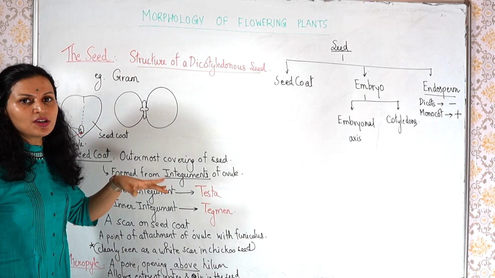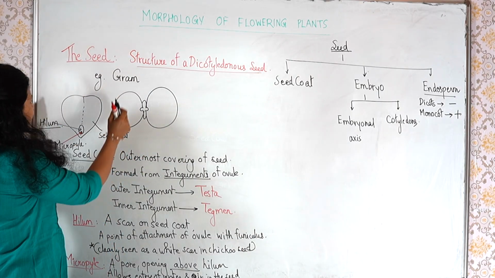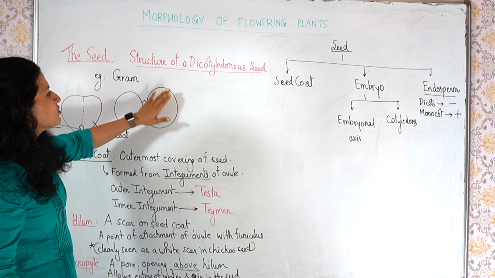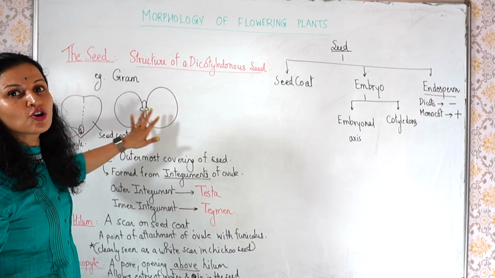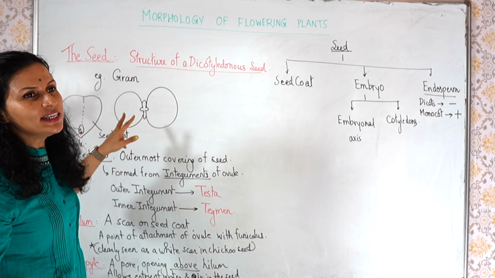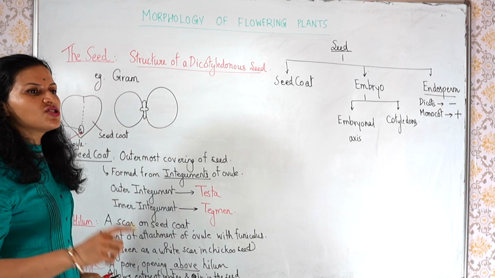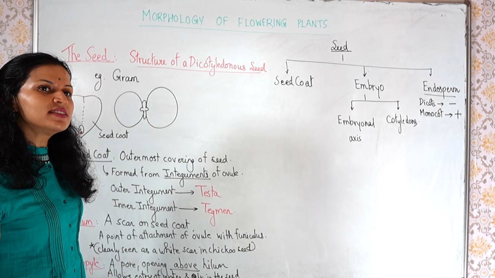Next we move on to the embryo of the dicot. If we remove the seed coat and gently open this seed, you will find there will be 2 such big structures, which will be the 2 cotyledons. The 2 cotyledons, because of which this is a dicotyledonous seed, which is the case for all dicotyledonous seeds.